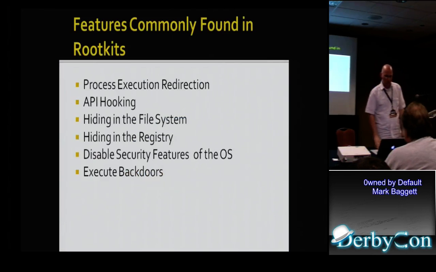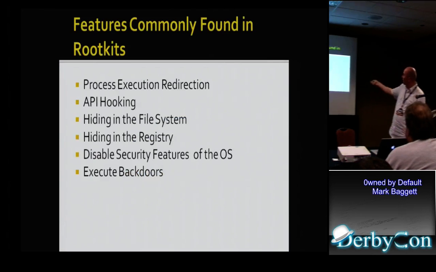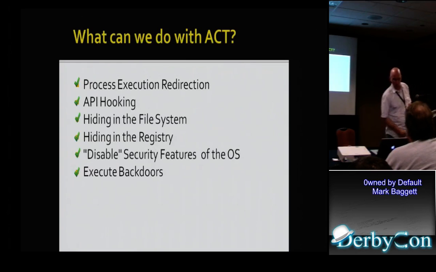So this is the functionality you would commonly see in rootkits. I might do process execution redirection or API hooking, hide from the file system and the registry, disable security features in the operating system, or just create new backdoors. This is what we can do with the Application Compatibility Rootkit, or the Application Compatibility Toolkit, yes.